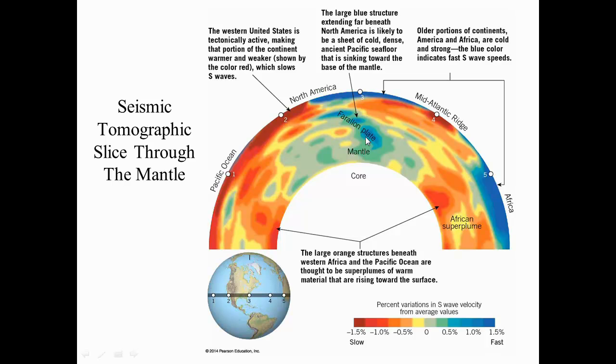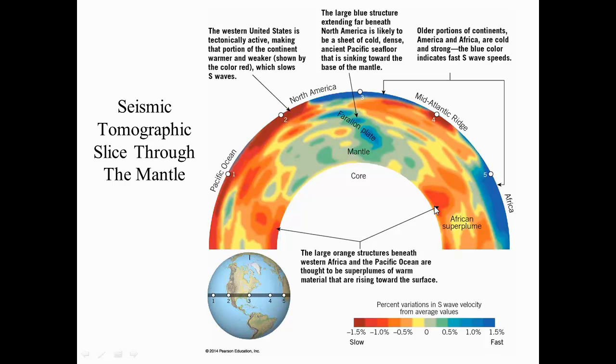On the other hand, notice that in the center of this image, there's a large blue structure extending far beneath North America, basically descending into the mantle. And this structure is likely a sheet of cold, dense, ancient Pacific oceanic lithosphere that's sinking towards the core-mantle boundary. And as a result, S waves tend to speed up within that sinking lithospheric slab.